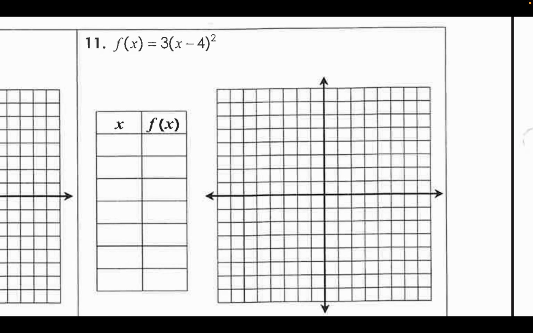The vertex is going to be 4, 0, because this is a -4, so it's a liar, and it's with the x inside the parentheses, and this is a +0 at the end secretly. And our axis of symmetry is x equals 4. And so you could make a dashed line there if you'd like. Not required by any means. Putting 4, 0 in the middle, and then increasing and decreasing from there on each side for my x values.